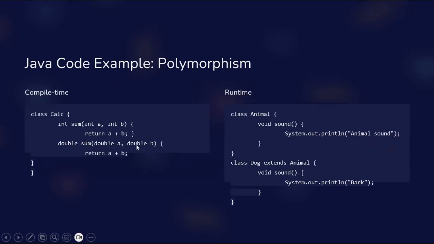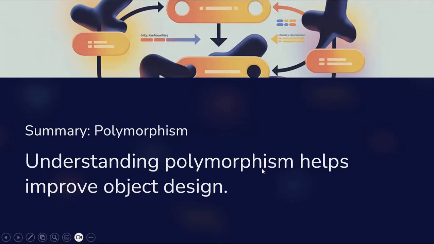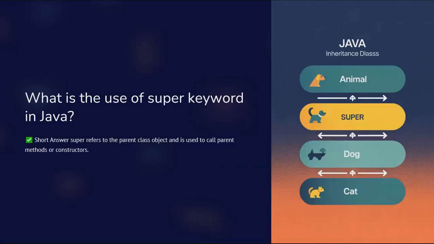Here is one example. See, class Calculator has one sum method. It will return the sum of a plus b, and another double sum. So the method's name will be the same, but the parameters are different, that is compile time. While in runtime, you can see that the Animal class has a sound method. Also the Dog class extends the Animal class, and it also has the same sound method. So this is your runtime polymorphism, that is actually called method overriding. So the summary is, understanding polymorphism helps improve object design. So the next question is, what is the use of the super keyword in Java?